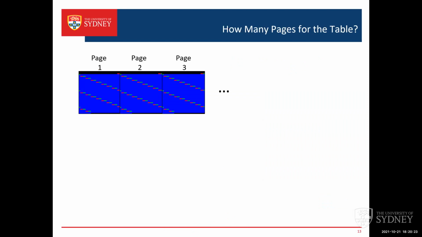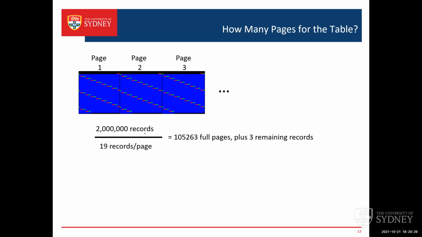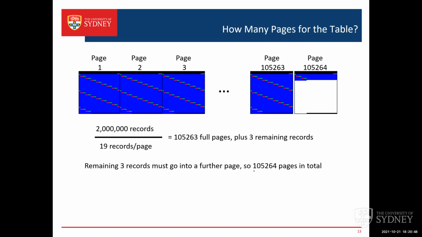The final question was, how many pages do we need for this table? So how many records do we have? We have 2 million records. In each page, we can store 19 records, right? So if we simply divide them, we can see that we'll need this many pages, plus we will have 3 remaining records. So to store those 3 remaining records, we need another page, right? So it should be this one plus 1. So these many pages we will need to store the whole table.